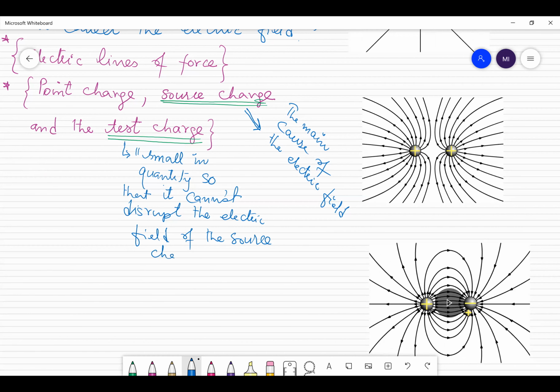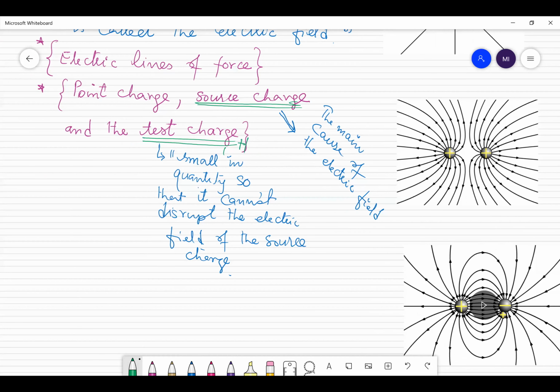Source charge. We usually take the test charge as positive. It is not necessary, we can take a negative one also, but mostly we consider it a positive charge, right? Because I told you that repulsion is the sure test. It will be a small quantity of positive charge, so small that it cannot disrupt the electric field of the source charge.